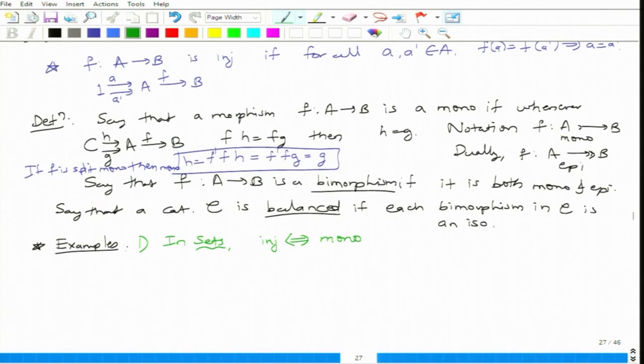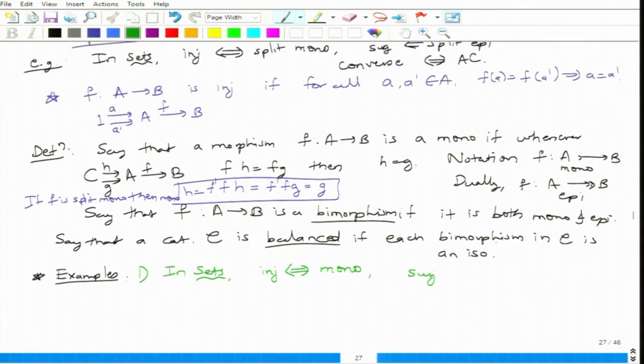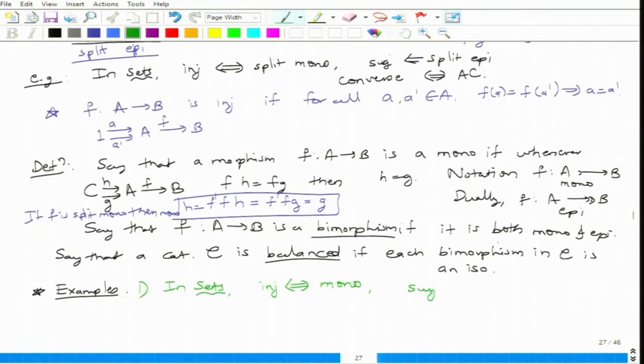If you remember, a similar statement for split monos was also true: injective if and only if split mono, if and only if mono. But surjective if and only if split epi in the category of sets wasn't true. One side was always true, but the other side was true subject to the axiom of choice. However, for this notion of an epimorphism, we do not need that. So, is a surjective morphism a split epi? Split epi implies surjective, that is clear, so we don't have that. But can you show that surjective morphisms are epimorphisms?